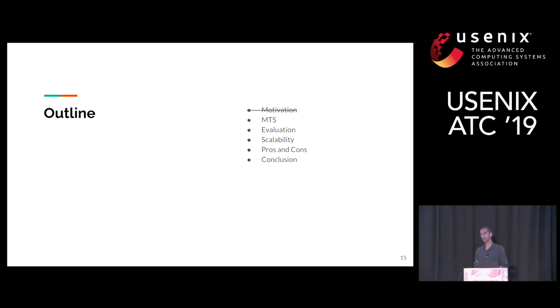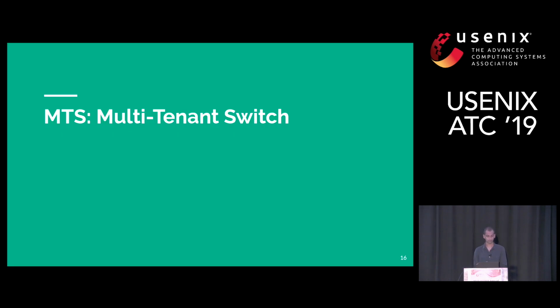This work, the paper at ATC, talks about how we can prevent or address those security weaknesses, which I'll talk about next. Then we look at a performance evaluation. Then something that's not in the paper is how we can scale this system. And then I'll talk about some of the pros and cons and then conclude.